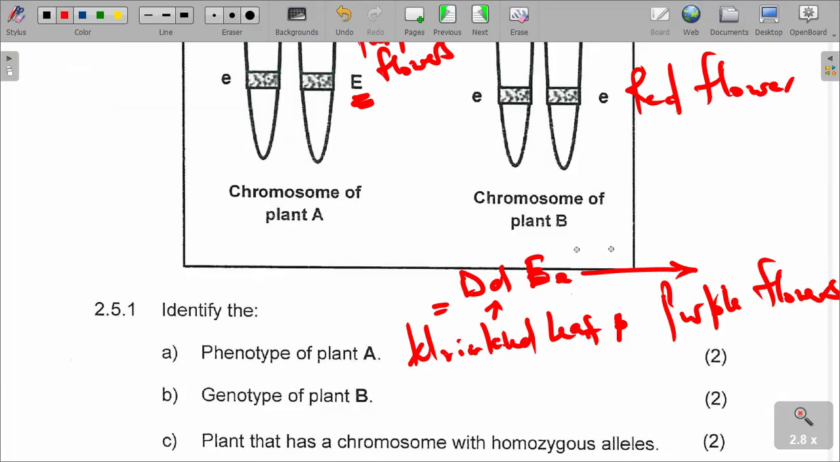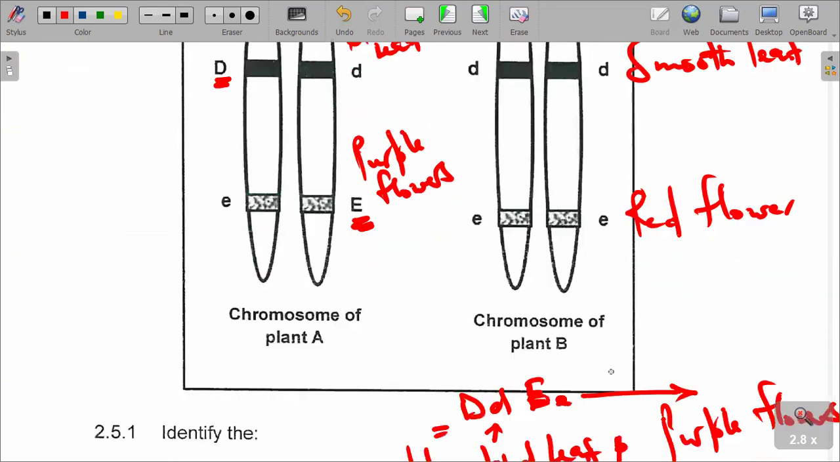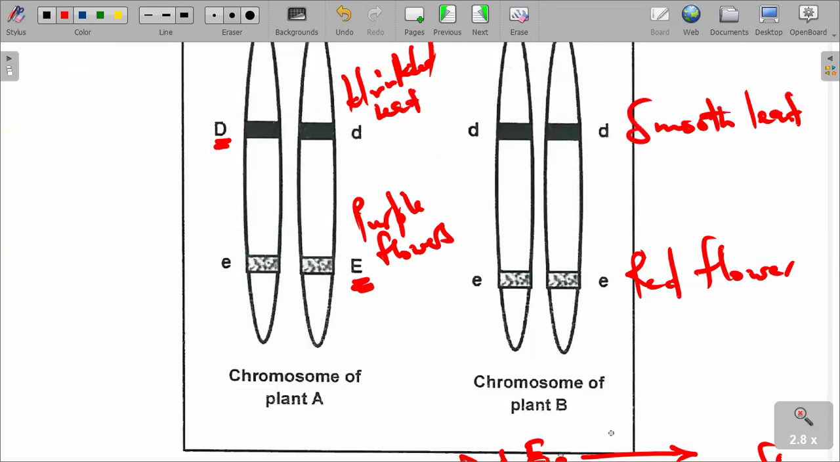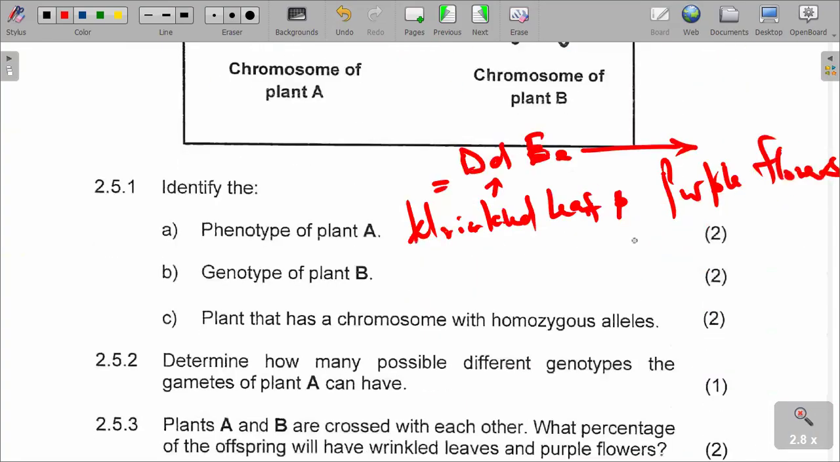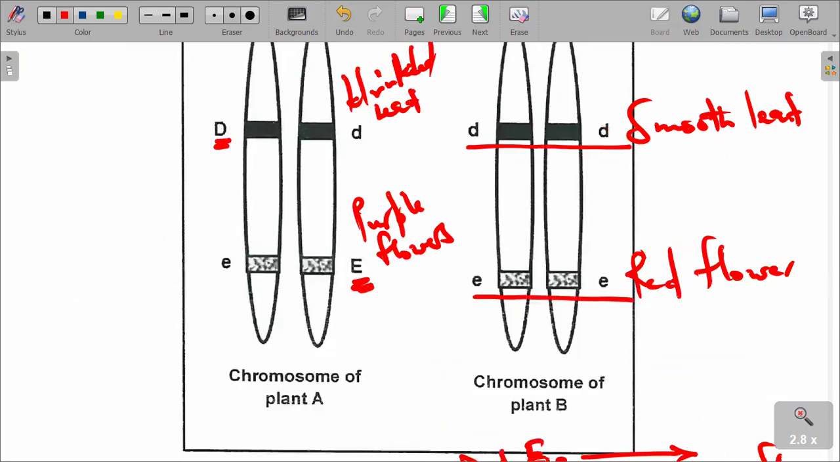And then the genotype of plant B is actually given here. We are taking the genotype of plant B. We have got our genes that are given here, and that one. So our genotype is going to be all recessive. We have recessive D and recessive E, as it is given in the question there.